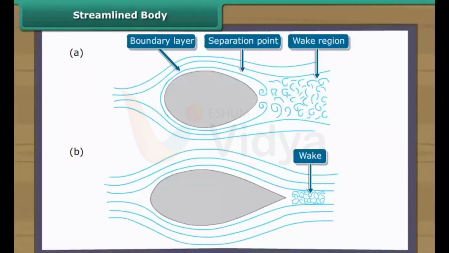Streamlined body. The shape of many objects moving through air or water is designed in such a way that friction can be reduced between the objects and water or air. The shape of the body is called streamlined body.